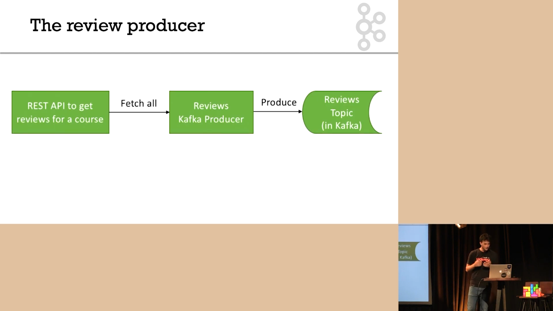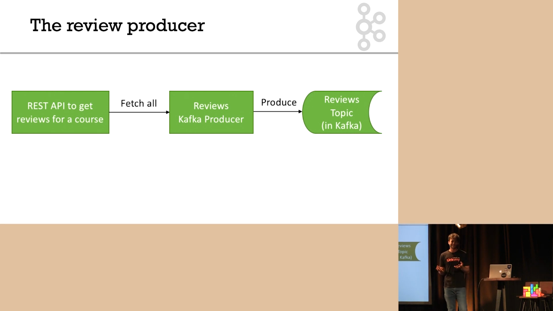So, the reviews producer. When you start with Kafka, you need to get data into Kafka. That makes sense, right? And so in Kafka, something that produces data to it is called a producer. So here, we want to use the REST API of Udemy to get all the reviews for a certain course. Then we're going to produce these reviews into Kafka, and they're going to arrive into a Kafka topic called reviews.